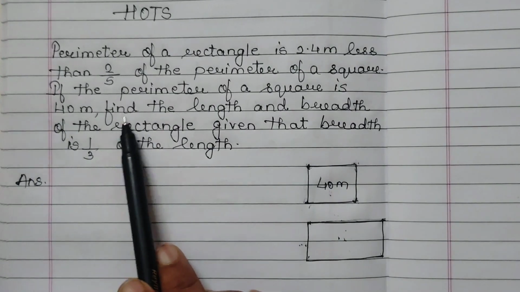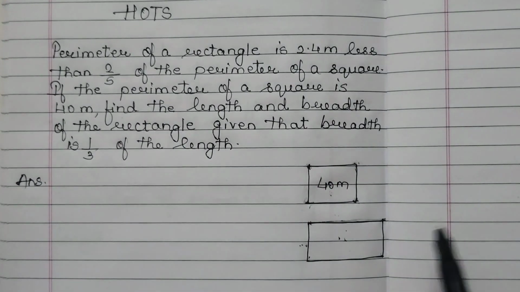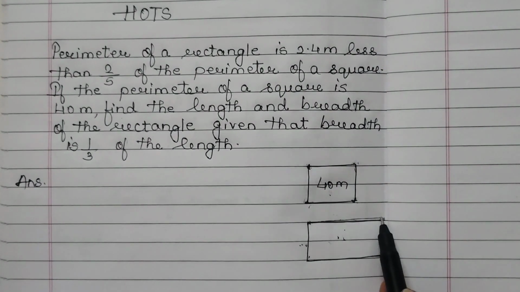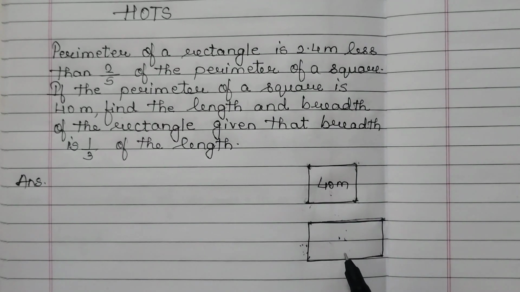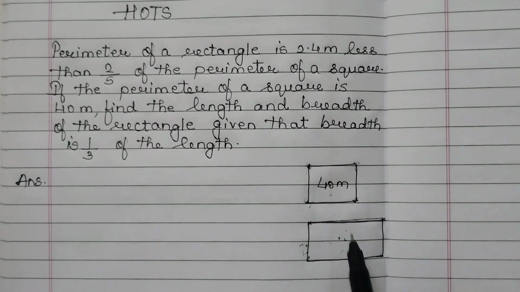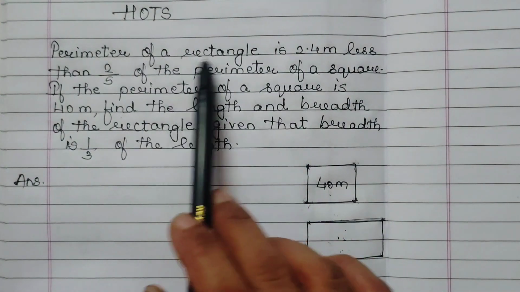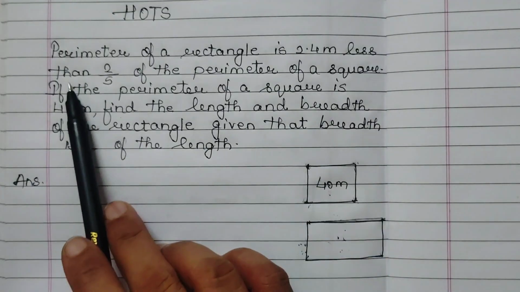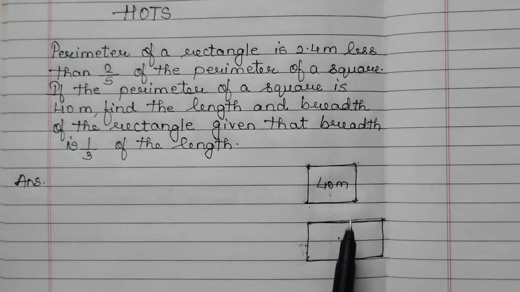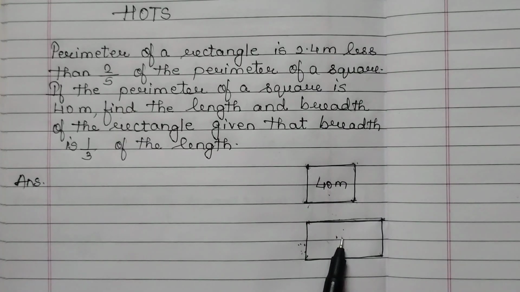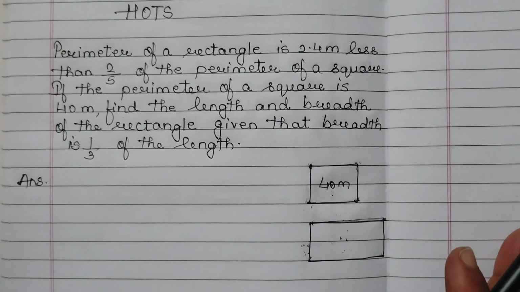And we have to find the length and the breadth of the rectangle. See, this is the rectangle, so we have to find this length and this breadth. For finding length and breadth, we must have what? The perimeter. And we don't have the perimeter of the rectangle. But from this information, the perimeter of the rectangle is 2.4 meter less than 2/5 of the perimeter of a square, we are going to find the perimeter of the rectangle. Then from the perimeter of the rectangle we are going to find the length and the breadth.